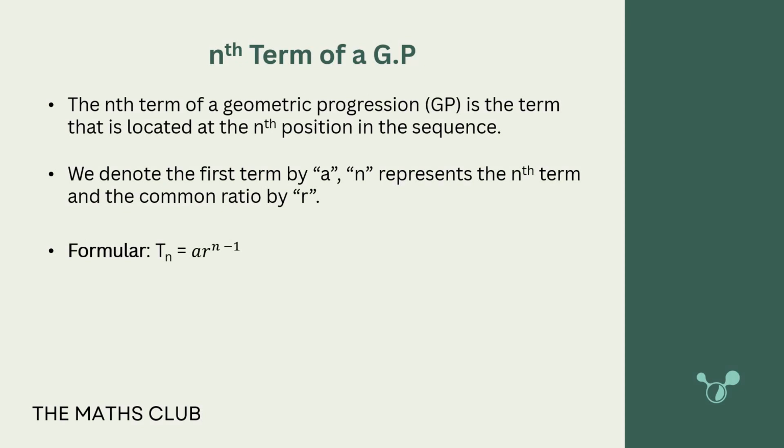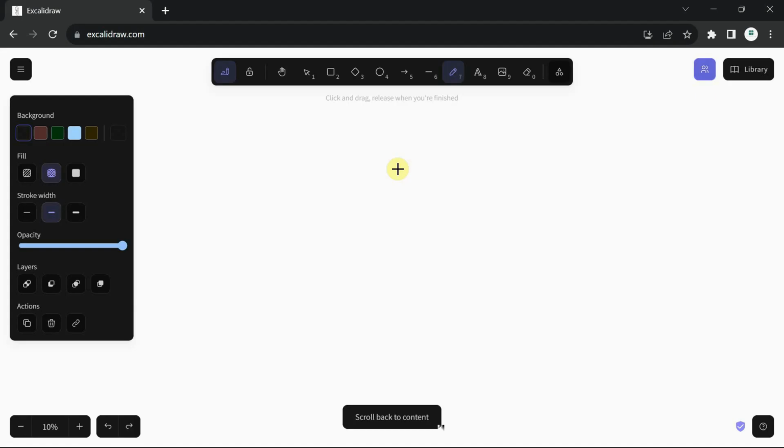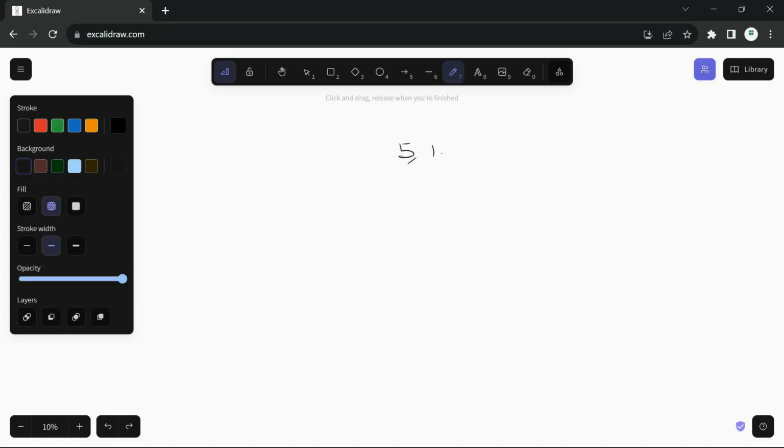So the formula is very simple, right? We have Tn is equal to ar^(n-1), and we can also prove this. Say we have 5, 10, 20, 40 and on like that. So we know that a is going to be 5, right? The common ratio is just going to be 10 divided by 5, or I could say 40 divided by 20, anyone, I could just pick anyone, so that's 2.